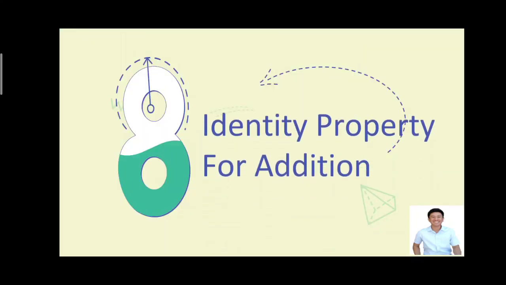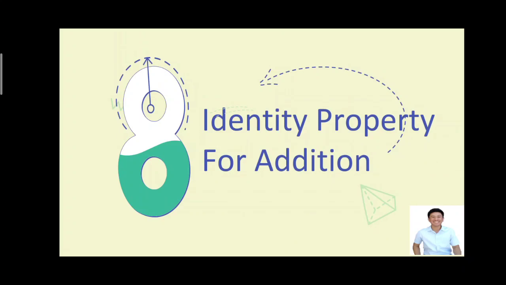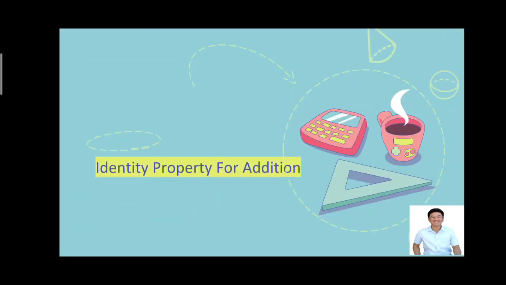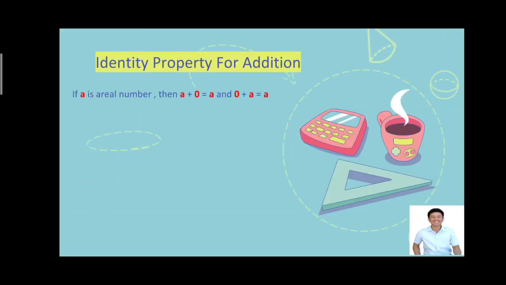Number 8, identity property for addition. Identity property for addition, if A is a real number, then A plus 0 is equal to A. And 0 plus A is equal to A. Dito, pag sinabi natin identity, kunyari may original number ka at mag-iisip ka ng ibang number, kailangan yung lalabas pa rin yung original number mo.